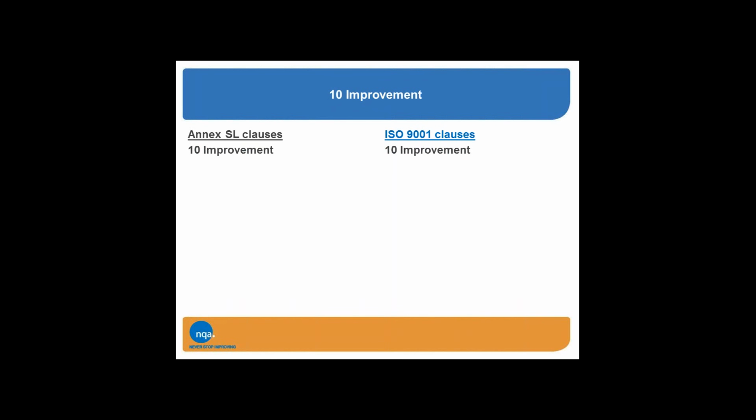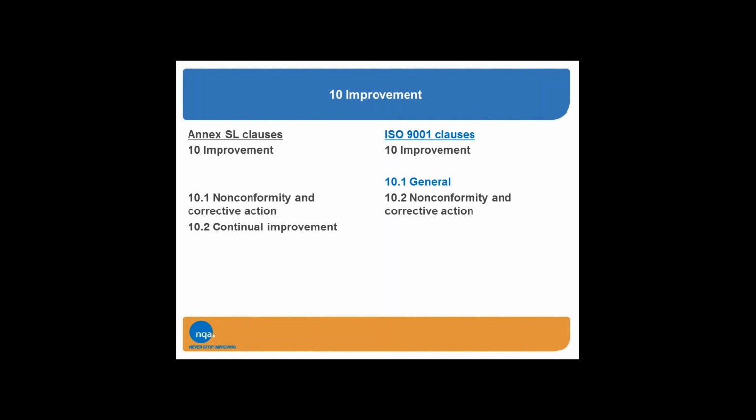So again, just looking at the Annex SL requirements and how that transmits to 9001, we have the overall clause improvement. Straight away, 10.1 in 9001 is actually additional to Annex SL. So we have a general statement around improvement. I'll come back to that in a moment. Then we have non-conformity and corrective action, not surprisingly carries over as 10.2 now in 9001. Continual improvement, and we have that same requirement in 9001.